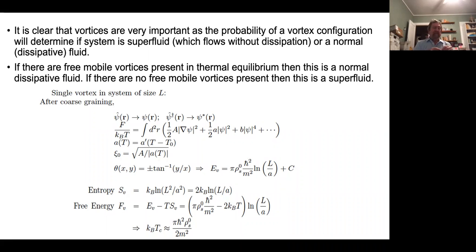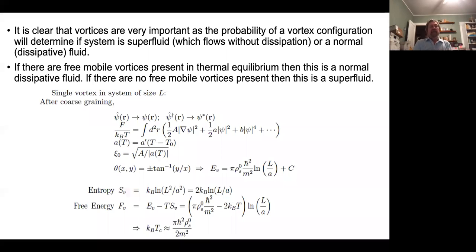Now, the Boltzmann entropy is just Boltzmann's constant, k sub B, times the logarithm of the number of configurations. And how many configurations can there be? Well, it's obviously just L squared over A squared, because A squared is the area of a vortex core, and L squared is the total area. The number of possible positions of the center of the vortex is basically just L squared over A squared.